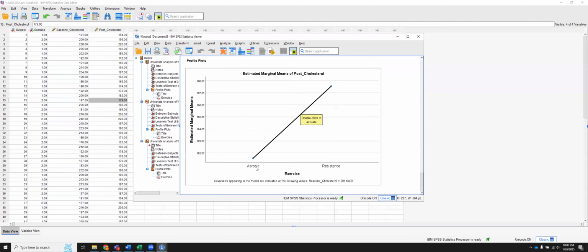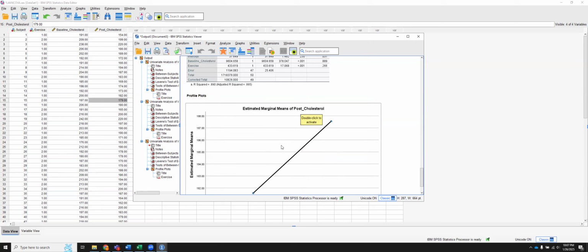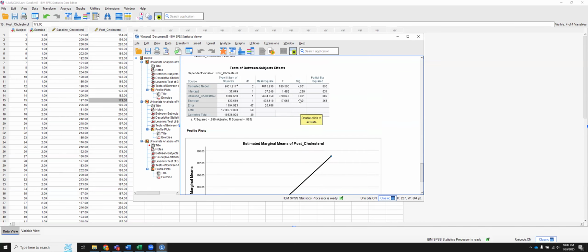Now the figure makes more sense, because aerobic exercise seems to lead to a lower cholesterol level. So if we choose the correct statistical method, we are able to get reasonable results.